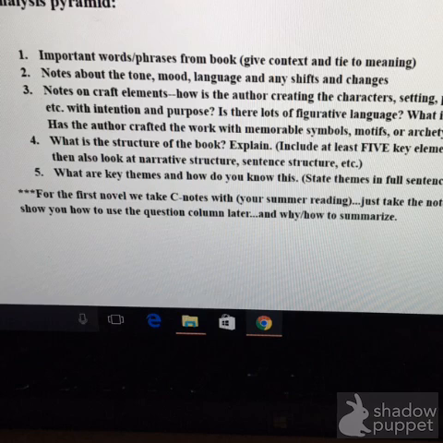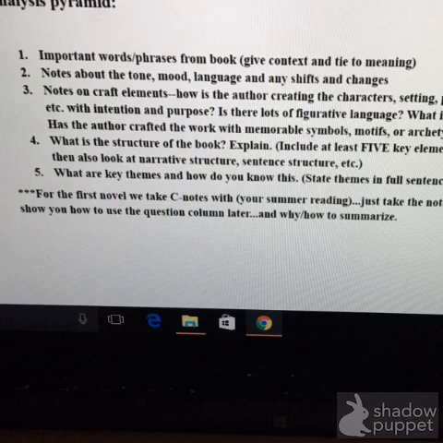You're going to take notes about the tone and mood and language, which is another part of the pyramid. You're going to take notes on how the piece is crafted. Like, how did the author create the setting? How is the author creating the characters? Is there lots of figurative language? Are there memorable symbols, motifs? Those are all craft elements.